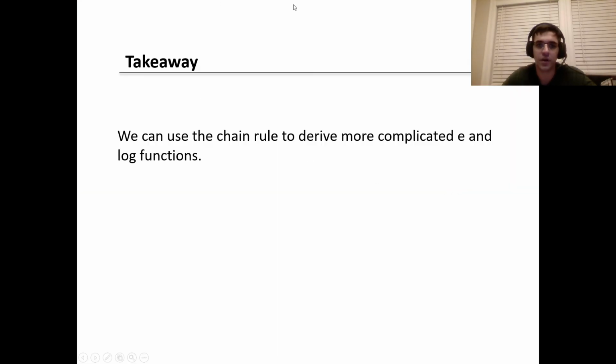Okay, takeaways. We can use chain rule and some log properties to work with more complicated e and log derivative functions.